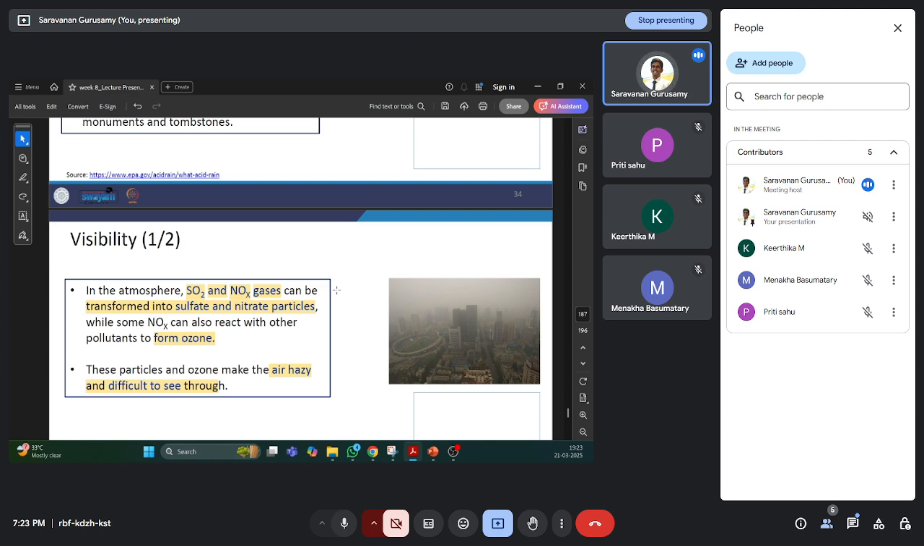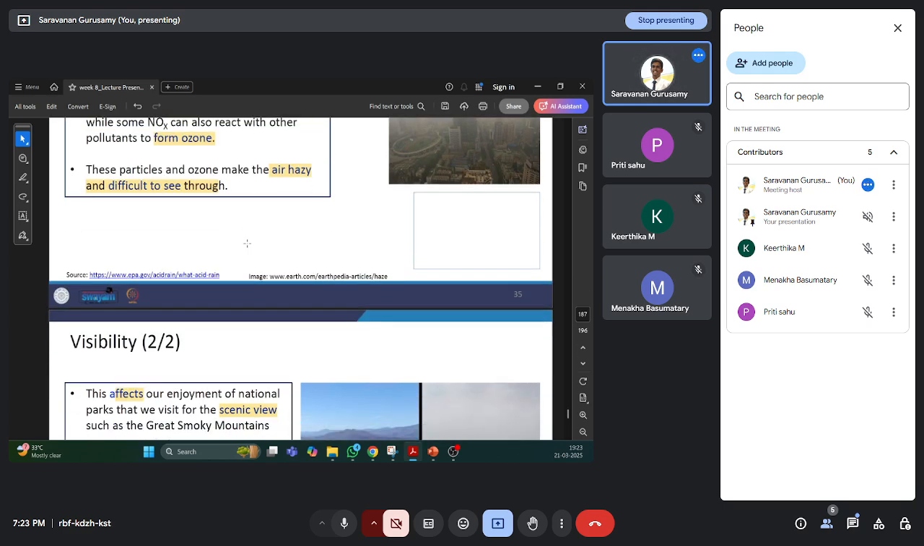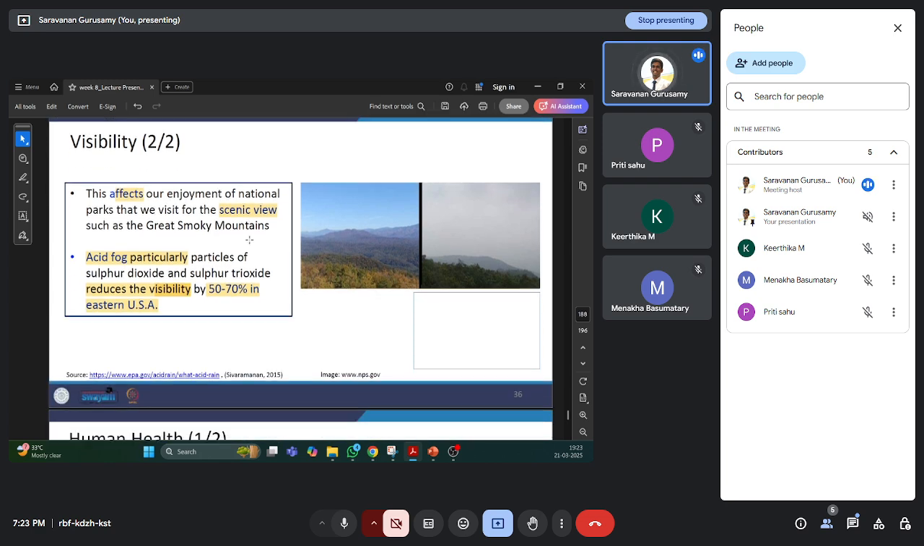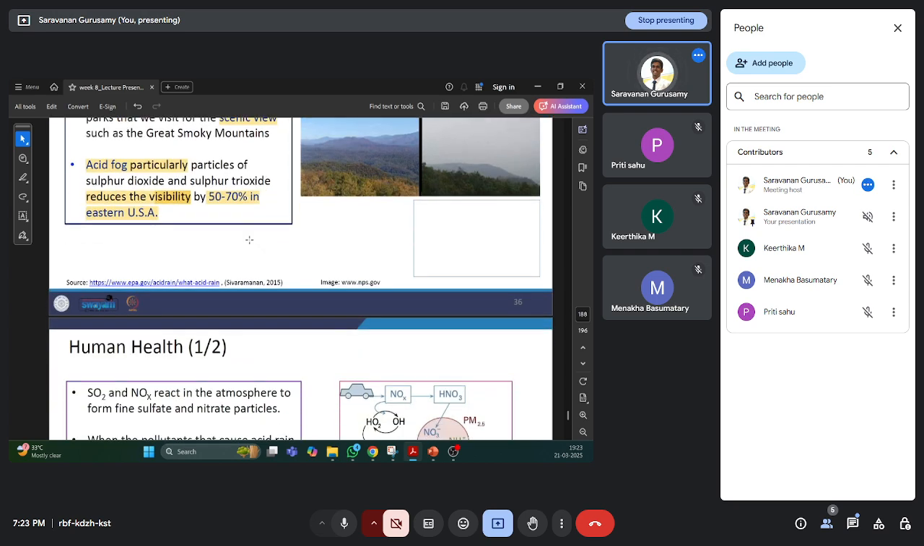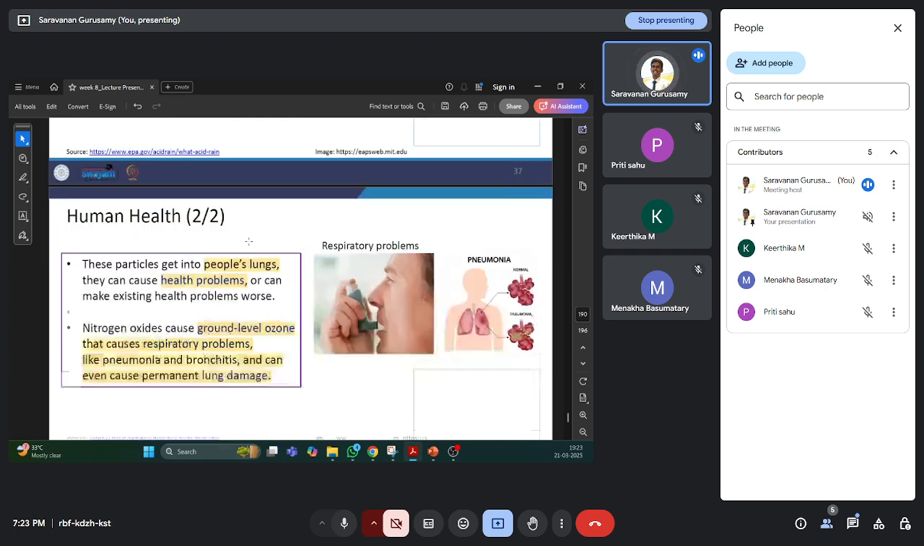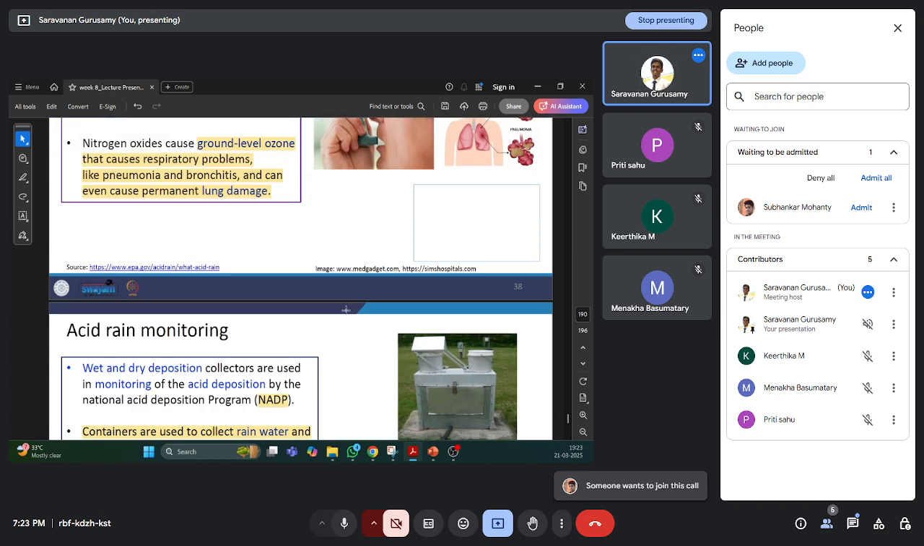So as particle size increases, we will lose visibility, and it will also form ozone. That is another secondary air pollutant that will form smog. Smog will be visibly affected, the scenic view is affected, and human health will be affected by the acid rain. It will create lung issues and health issues, like ground level ozone, because ozone will be formed from this type of sulfate particles. So ground level ozone is a carcinogen again.